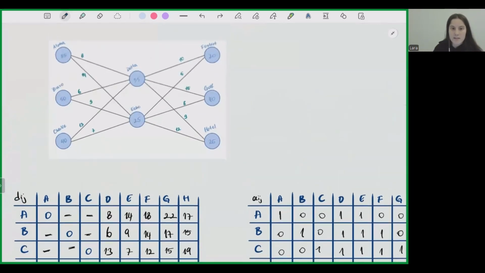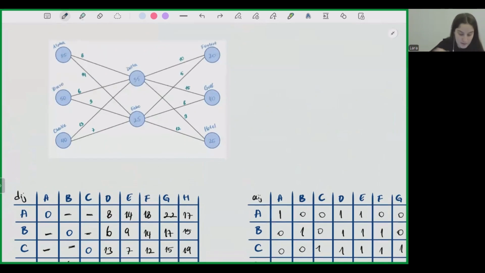But let's look at how I did it. From A to D, as we can see, it's 8 units of distance, and I've already written that there. From A to E, it's 14 units of distance, and I've written that also. But from A to F, we have more than one way. So how did I choose? From A to D to F is 8 plus 10, so 18 units of distance. And from A to E to F, it's 19 units of distance.